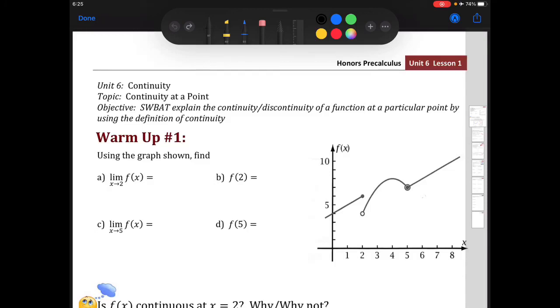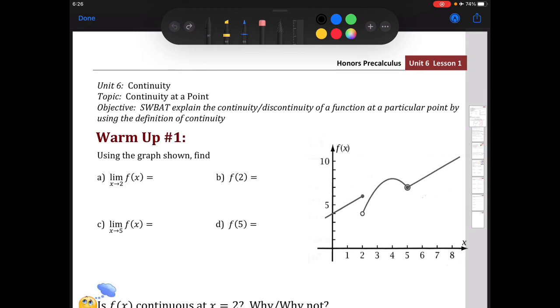Hey guys, welcome to Unit 6. Today we're going to start with the first lesson of the unit. It is continuity at a point. Our objective today is explaining the continuity, discontinuity of a function at a particular point by using the definition of continuity. I want you to pause the video and try the warm-up.